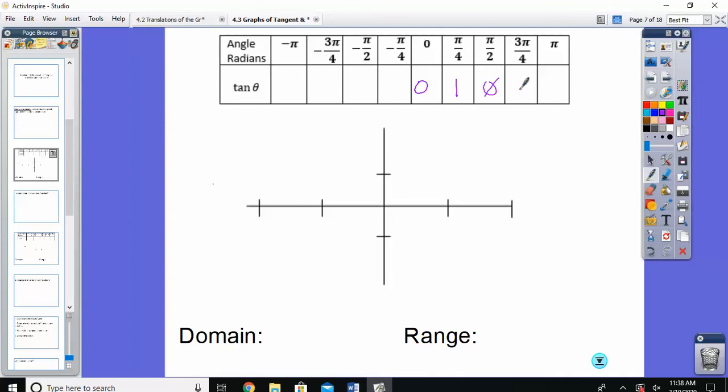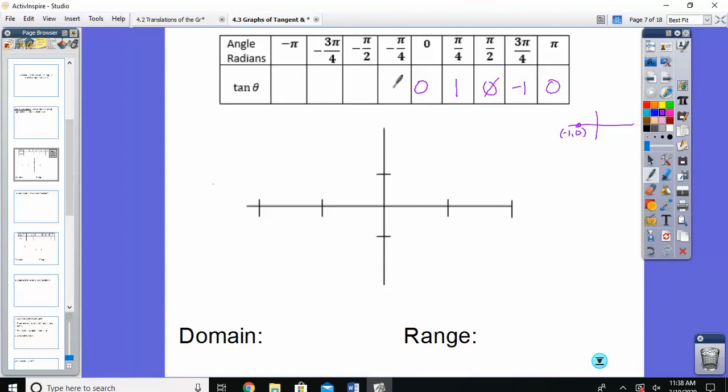3 pi over 4, that's like 45 degrees in quadrant 2. In quadrant 2, tangent is negative, so we would get a negative 1. If I went to pi, we get y over x, which is 0.